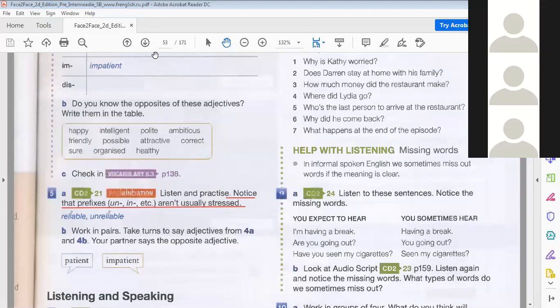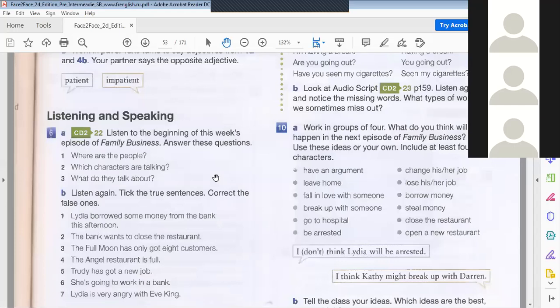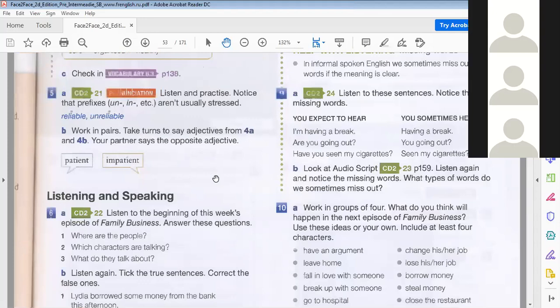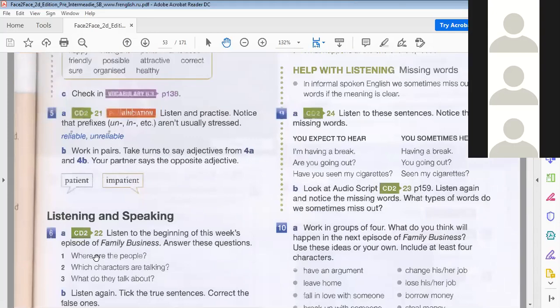Okay, so now let's go to the story. Let me take you to the story here. Let's go back to the story of this family, the restaurant, and all the problems they're having. Now, before we listen, I just want you to take a look at these three questions. The first question says, where are the people? We want to know where they are. Which characters are talking and what do they talk about? All right, so these are the three questions we need to listen to. So let me play the track and let's find out. Let's listen.